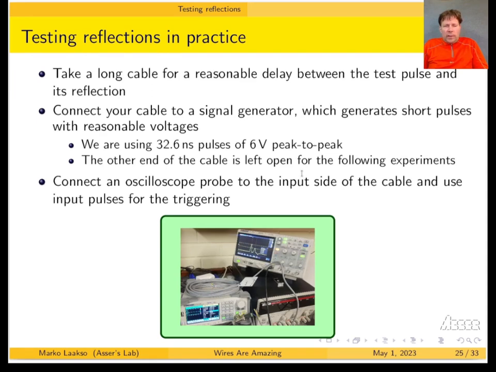And then you can connect your cable to a signal generator which generates short pulses with reasonable voltages. In our case, we are using 32.6 nanosecond pulses of 6 volts peak to peak. The other end of the cable is left open for the following experiments. It's in here, but we will have a better look on that next. Connect an oscilloscope probe to the input side of the cable and use input pulses for the triggering.